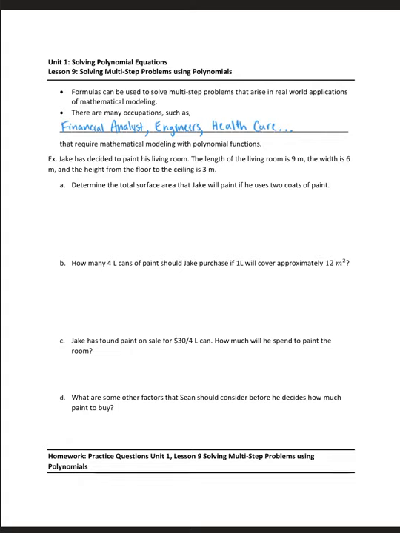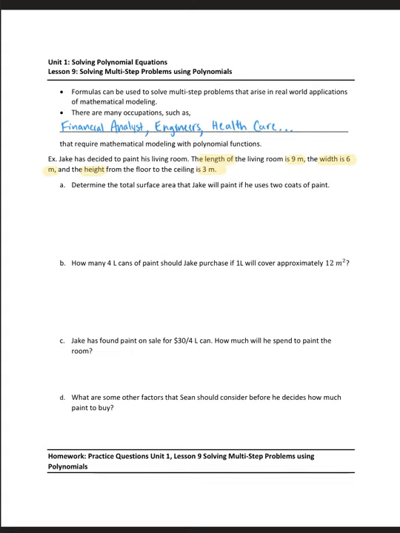Jake has decided to paint his living room. The length of the living room is 9 meters. So we'll just highlight some of the important information. The length of the living room is 9 meters. The width is 6 meters. And the height from the floor to the ceiling is 3 meters.